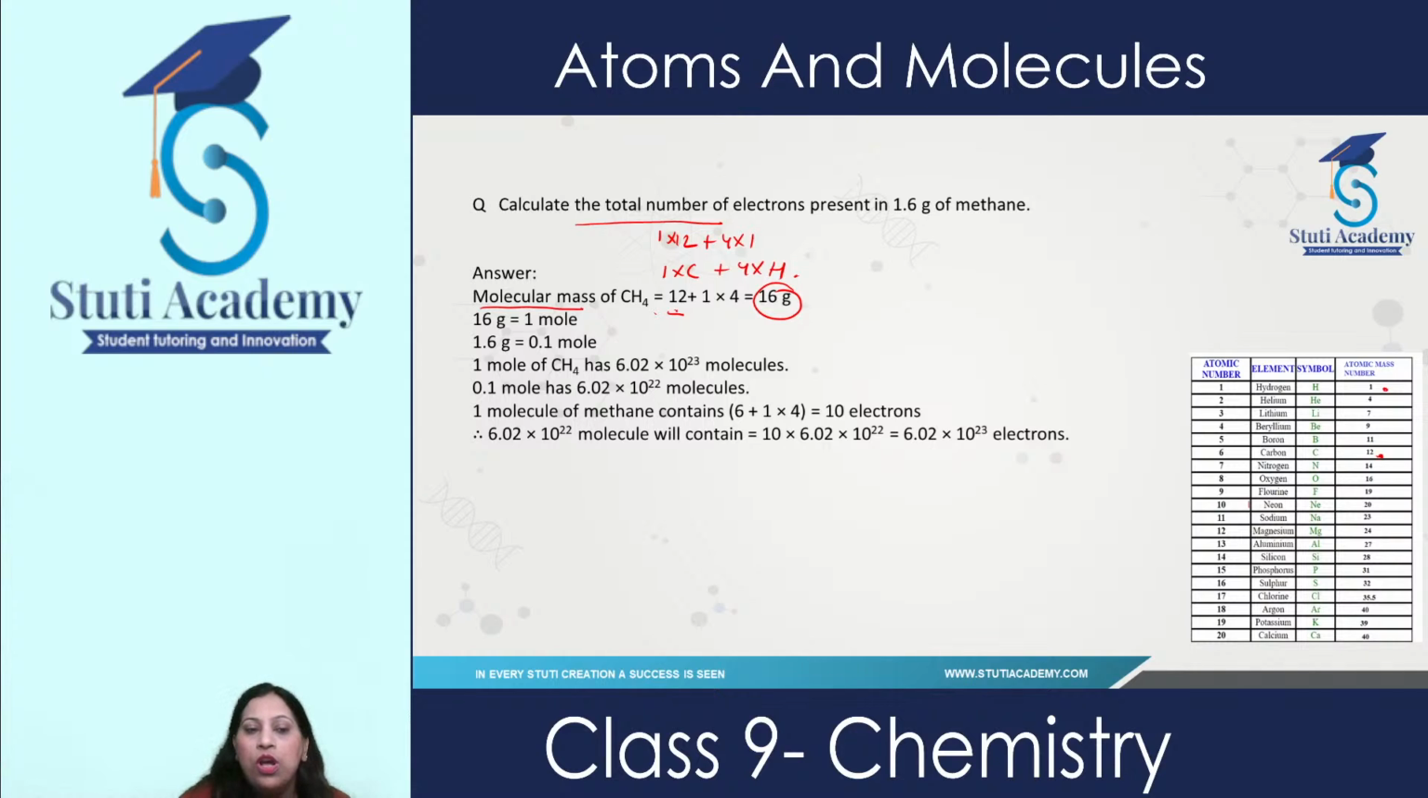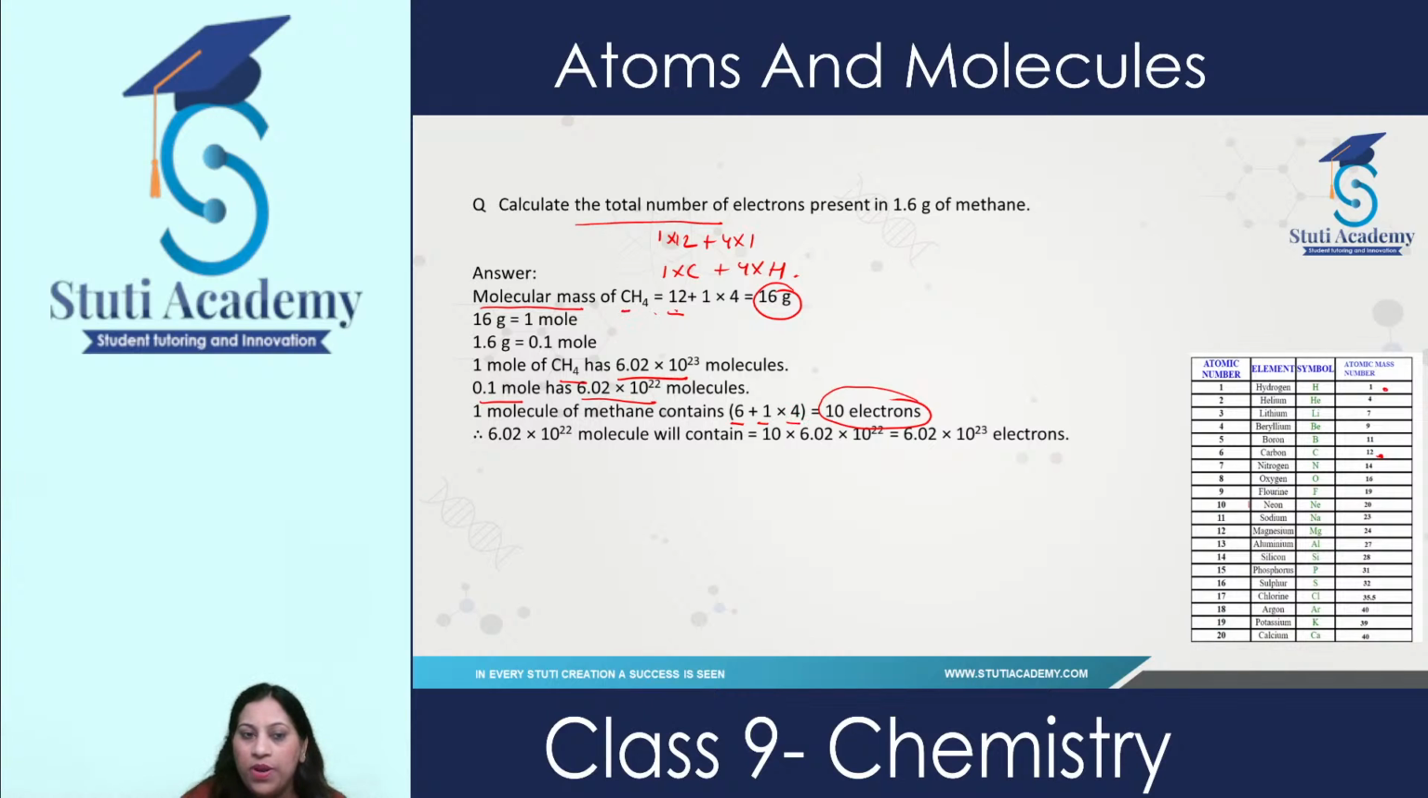And 1 mole of methane is always equal to Avogadro's number, which I have already discussed. Again, 0.1 mole is equivalent to 6.02. So whether it is atom, molecule or particles, they are always equivalent to Avogadro's number. So 1 molecule of methane contains 10 electrons. How? 6 plus 1 into 4.